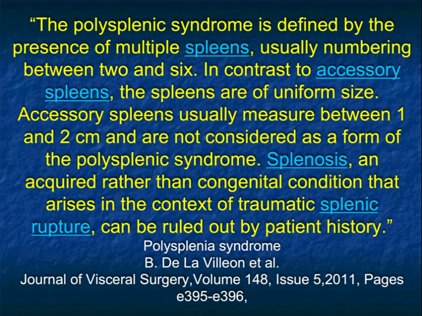The polysplenic syndrome is defined by the presence of multiple spleens, usually between 2 and 6. In contrast to accessory spleens, the spleens are uniform in size, but truthfully, accessory spleens can often be uniform in size as well. Accessory spleens usually measure 1 to 2 cm and are not considered a form of polysplenic syndrome. Splenosis, an acquired rather than congenital condition that arises in the context of trauma, can usually be ruled out by the patient history. So they're making the point that when you see multiple spleens, you could think about accessory spleens, you could think about splenosis, and you could think about polysplenia.